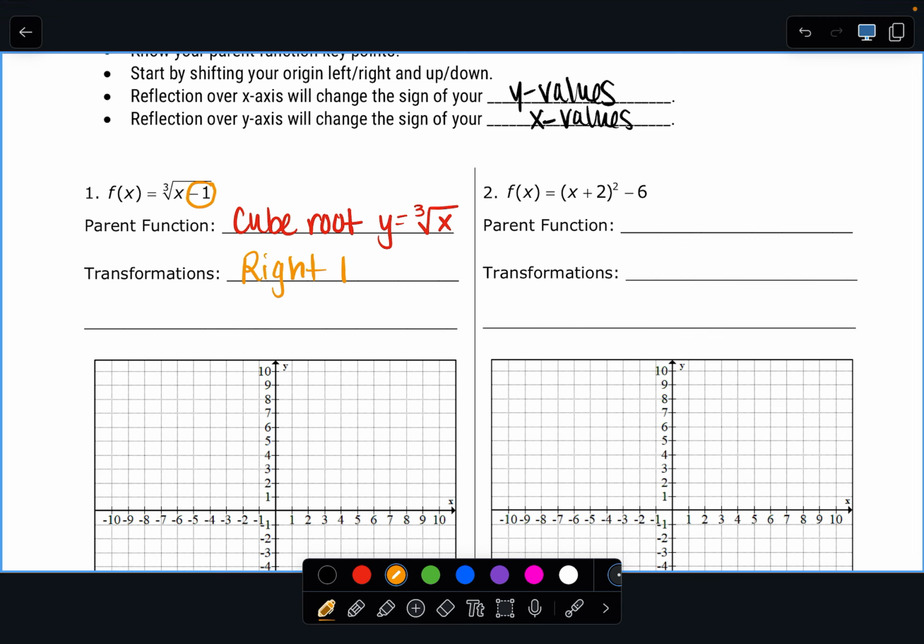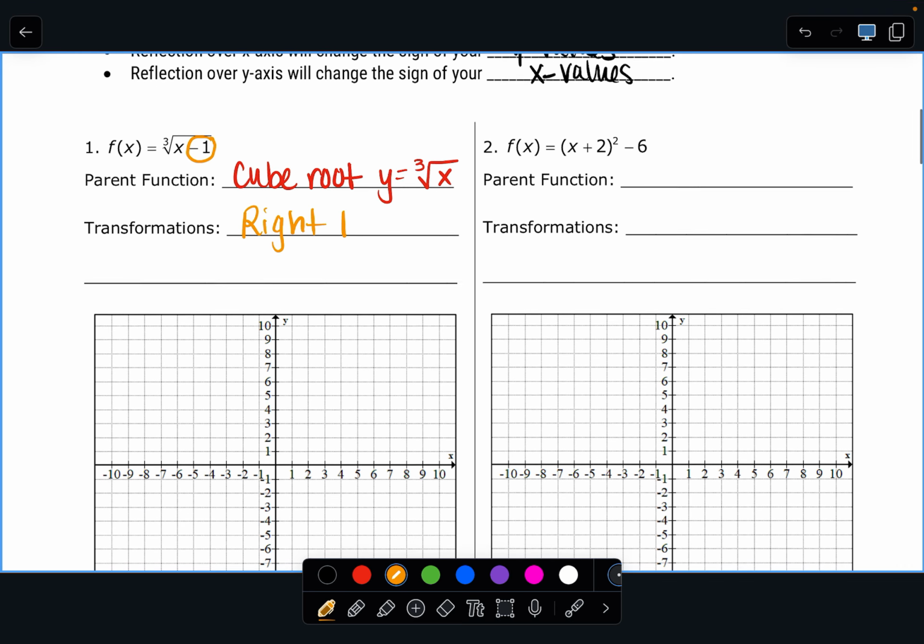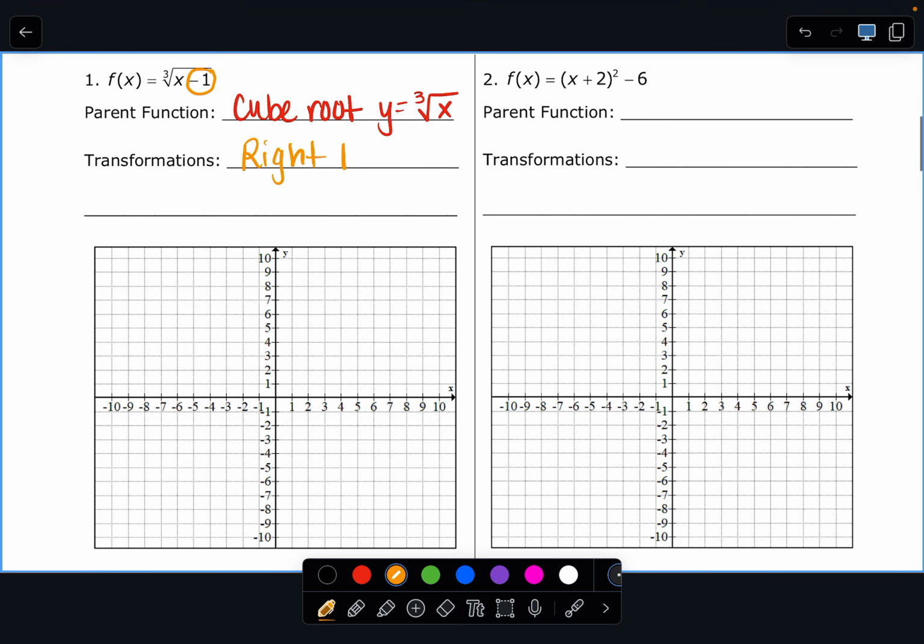Now, the second step of graphing is to shift your origin accordingly. This is the only transformation I have. The only thing I'm doing to this graph is moving it to the right 1. So I kind of move everything together.